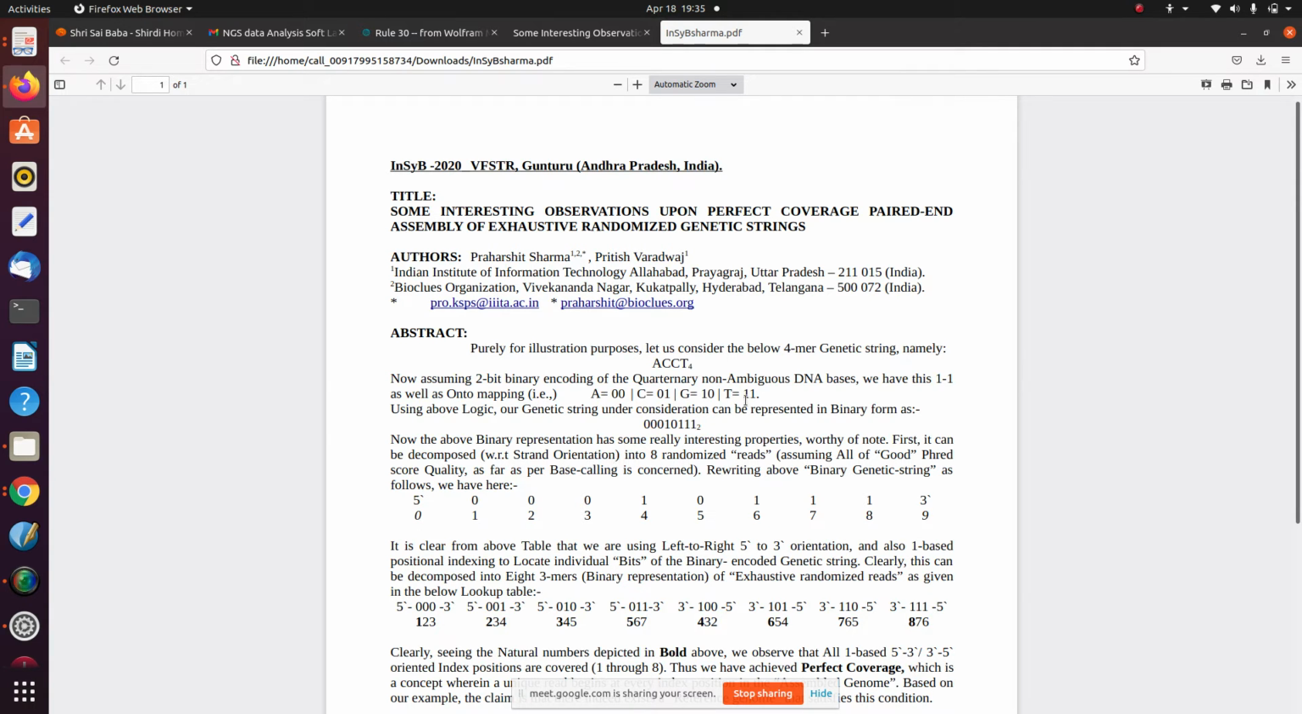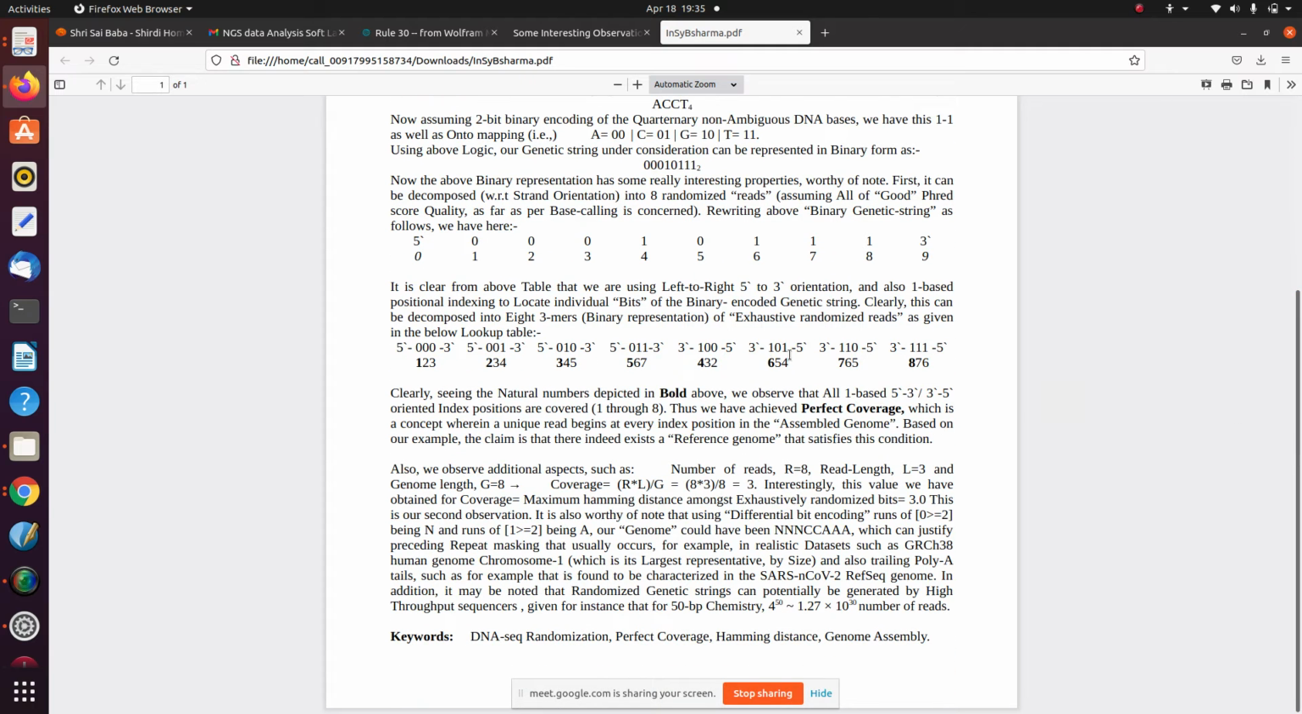So these are the 8 strings, right? 111 is, instead of being on the left, it's on the right, right? Yes, sir. So 000, 001, 010, 011, 100, 101, 110, and 111.